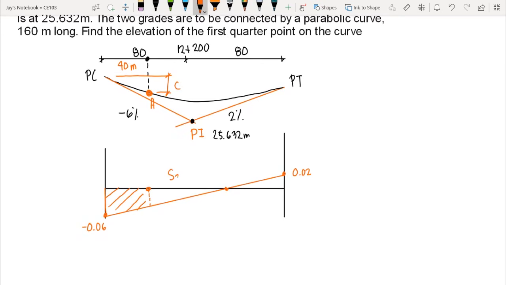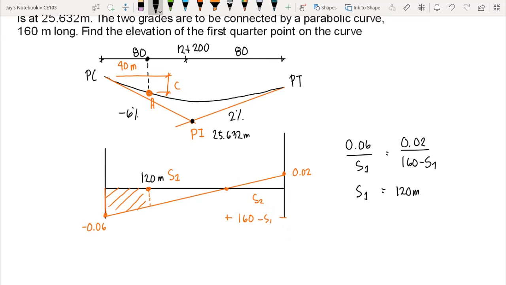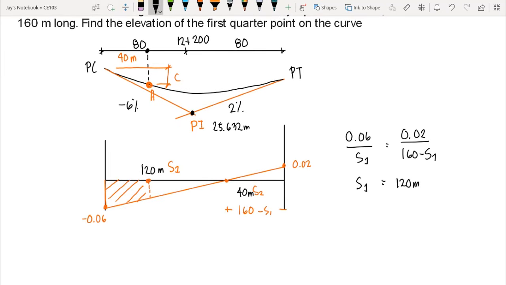We have this S1 and S2, in which S2 is 160 minus S1, correct? So by ratio and proportion, we have 0.06 over S1 equals 0.02 over 160 minus S1. So we would have the value of S1 equals 120 meters, and we have S2 equals 40 meters. Okay? To compute the area, we will need this height here. Let's say this height is Y.